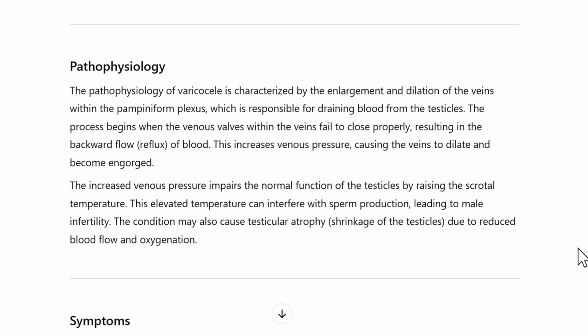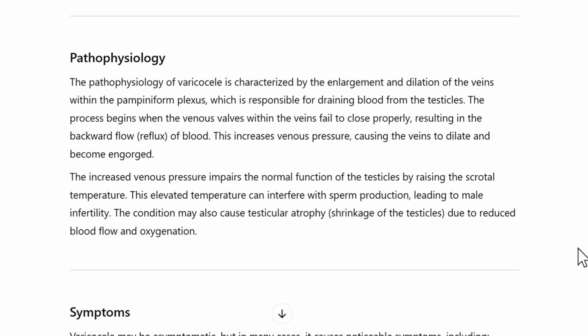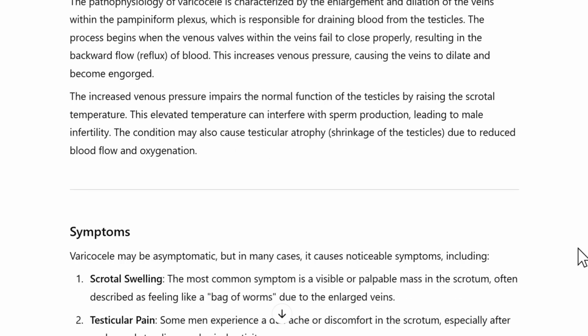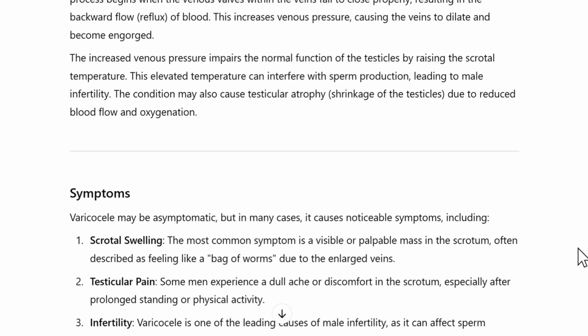The increased venous pressure impairs the normal function of the testicles by raising the scrotal temperature. This elevated temperature can interfere with sperm production, leading to male infertility. The condition may also cause testicular atrophy, shrinkage of the testicles due to reduced blood flow and oxygenation.